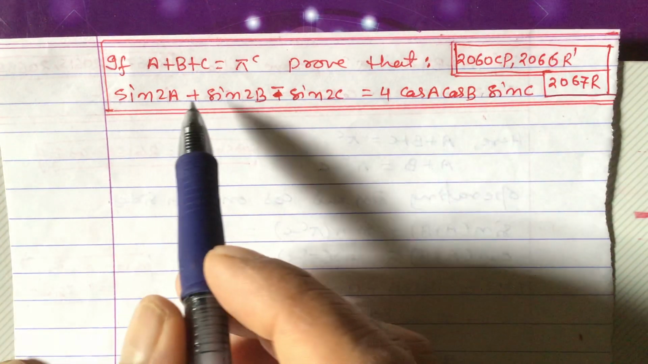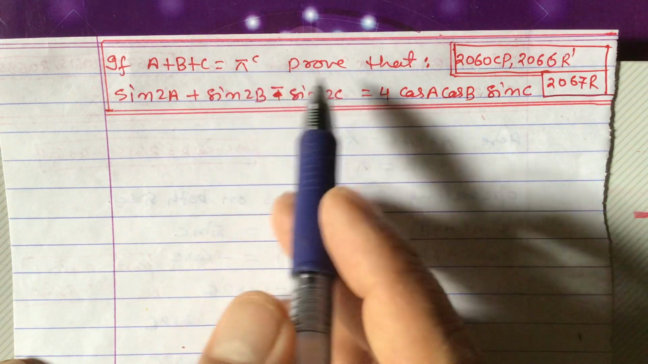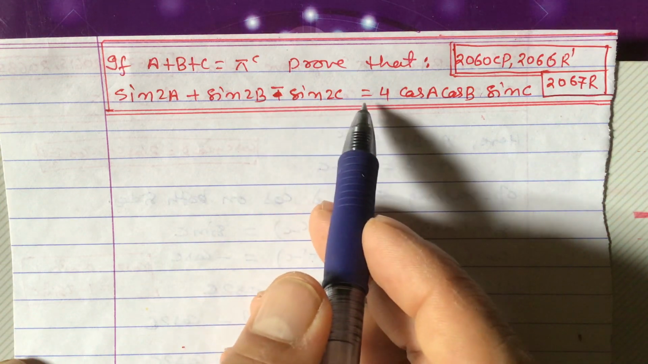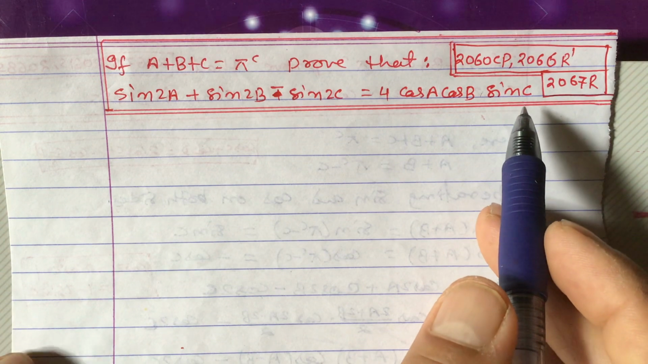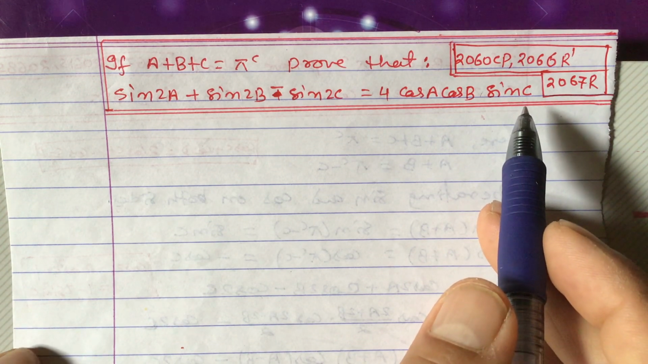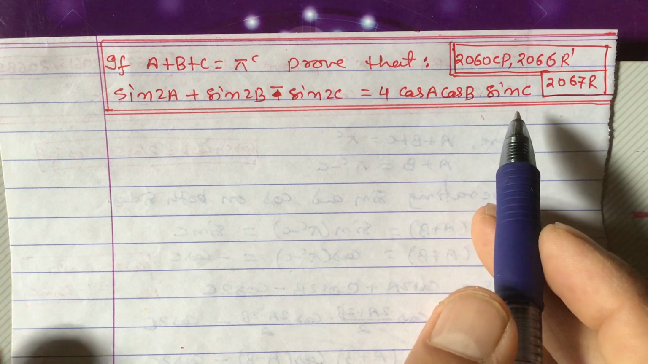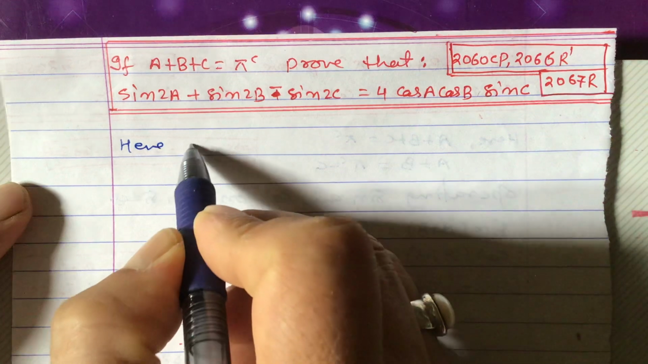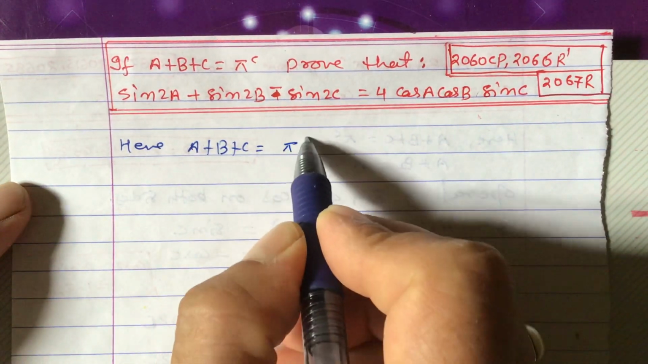Okay, now here the question is like this: if a plus b plus c equal to pi radian, prove that sine 2a plus sine 2b minus sine 2c is equal to 4 cos a cos b sine c. This is the question. Okay, so 4 cos a cos b sine c, this we are going to prove now. Okay, now here we have given that a plus b plus c is equals to pi radian.